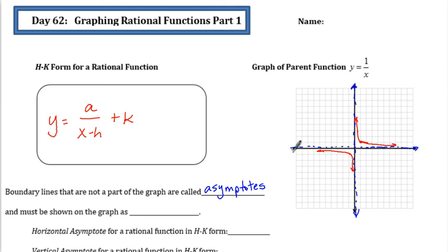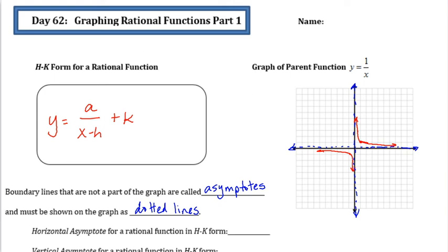Okay, so this graph, the red graph, does not cross this vertical asymptote, nor does it cross this horizontal asymptote, these invisible boundary lines. These are shown as dotted or dashed lines on your graph, and you will be required to draw these in on your tests and quizzes so that you can show me where these graphs are not going to ever cross or not going to ever reach.